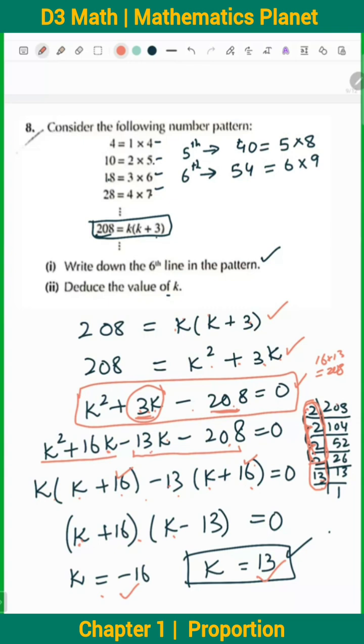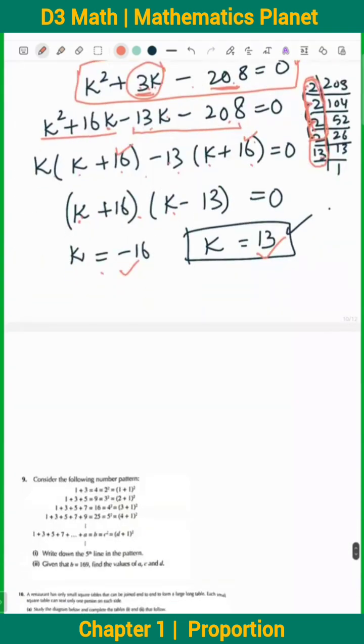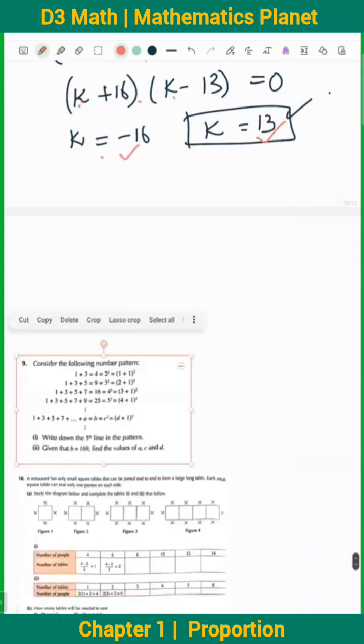Yes, is it clear? Yes, Asif? Yes, ma'am. Okay. So we are done with question number 8. We're coming to question number 9, inshallah.